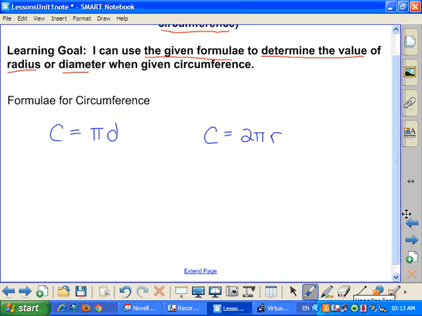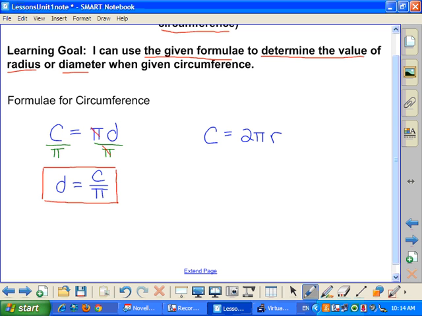I want to get pi or diameter by itself. They're multiplying each other, and the opposite of multiplying is dividing. So I'm just going to show you the steps. Whatever you do to one side of an equation, you do to the other. These would cancel each other out. You do not have to do this for me. I'm just showing you where the formula came from. So here is one of our 2 formulas: diameter equals our circumference divided by pi. And that's it, there's our first formula.